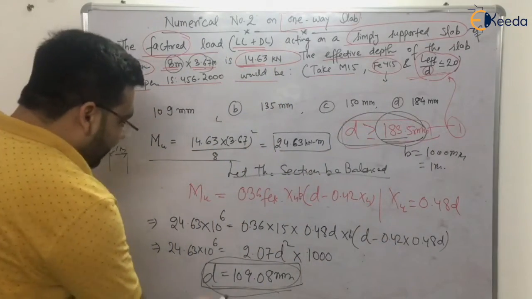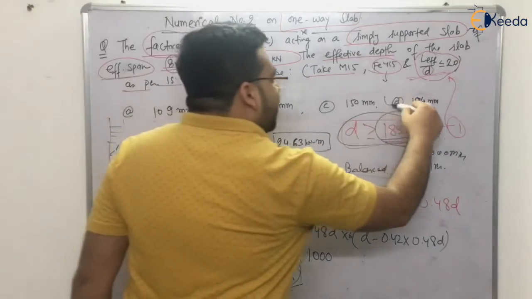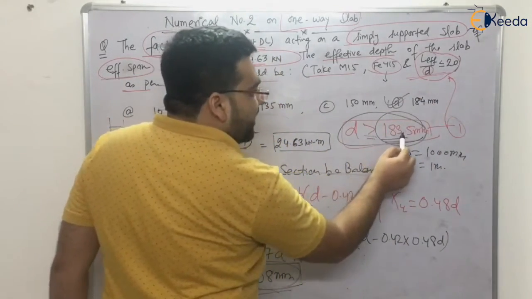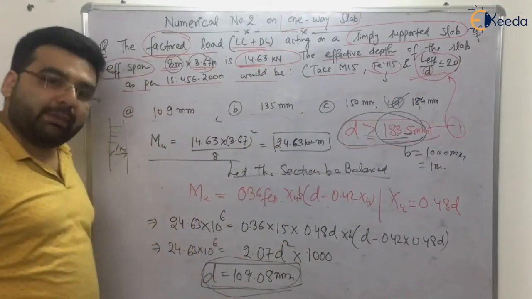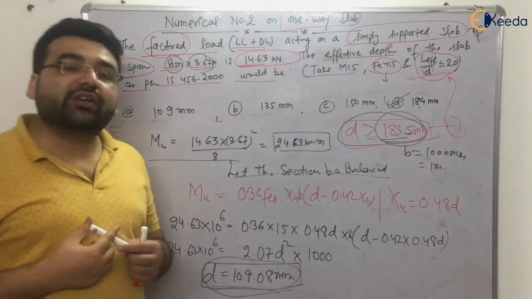So which one is the answer? See, 109 was also given to you in the question, right? 135, this is the correct answer, greater than or equal to 183.5 or 144 mm. So I hope that you have understood numerical number 2 on one-way slabs.